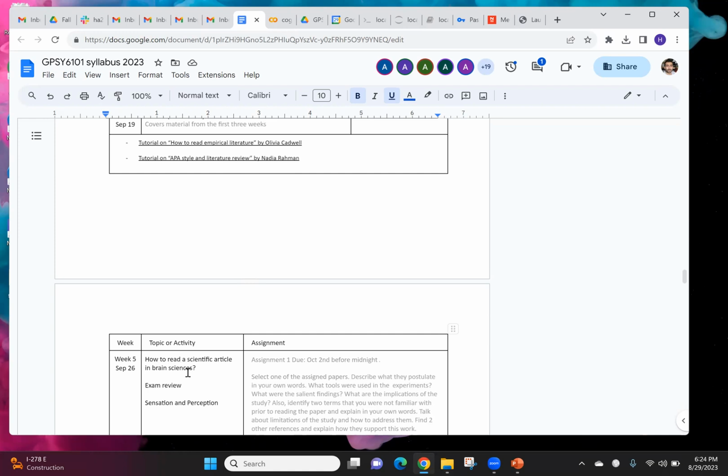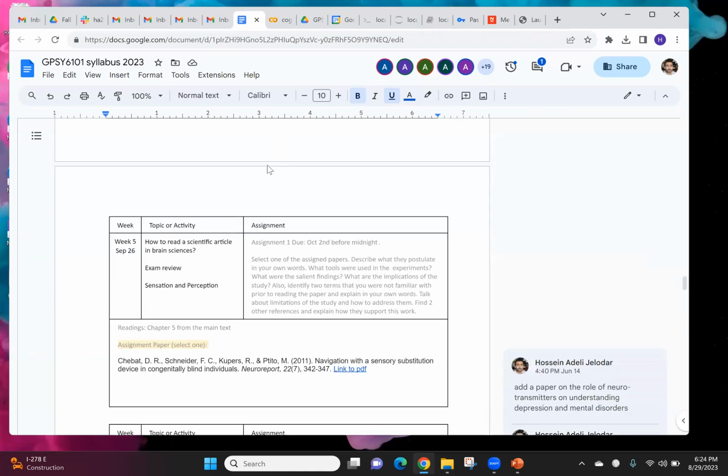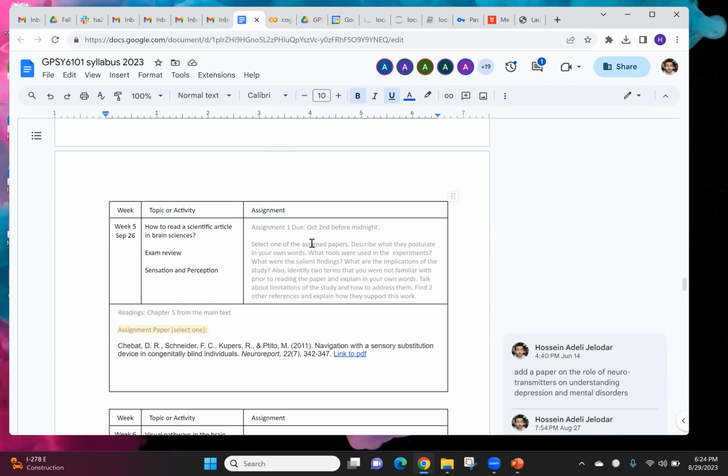I'll talk about it a little bit, just following on what they did the prior week. And the reason we're doing it then is because the next week you're going to have the first assignment. The first assignment will be on basically reading a paper and then writing your reaction to that paper. You will be provided with a template. We'll give you a template.